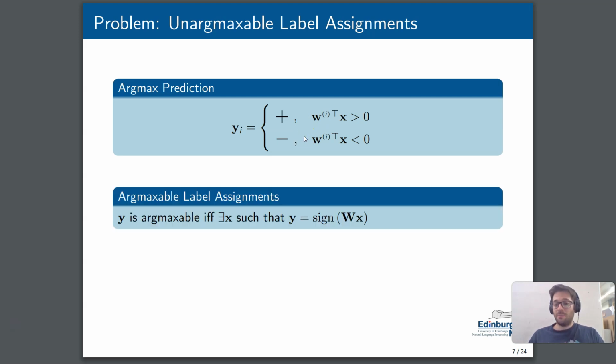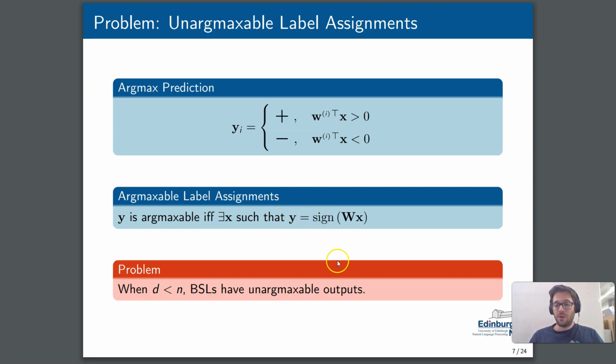We say that an output label assignment Y is argmaxable if there exists a feature vector X such that if we take the sign of the activation, we get Y. As alluded to earlier, BSLs always have unargmaxable outputs.